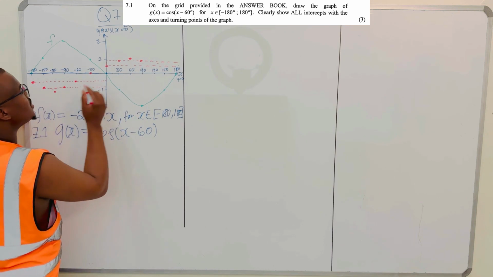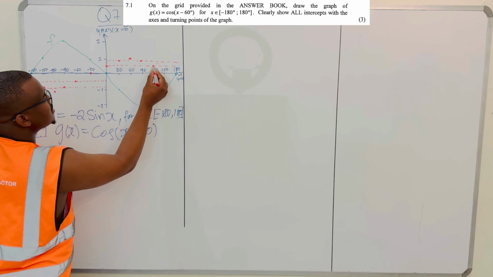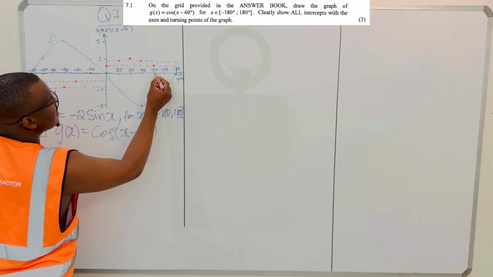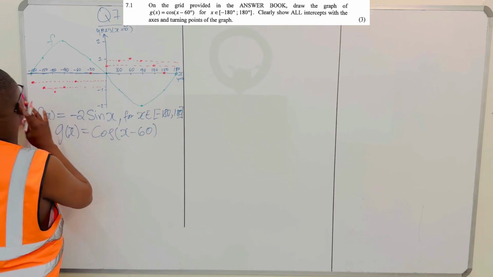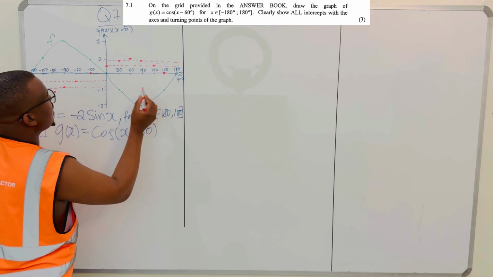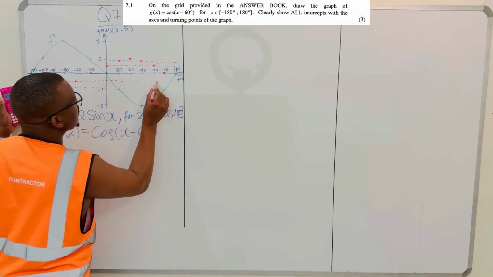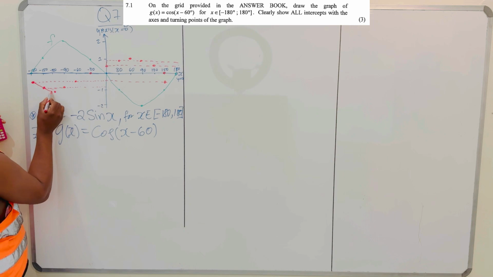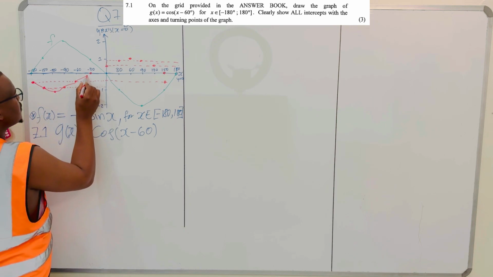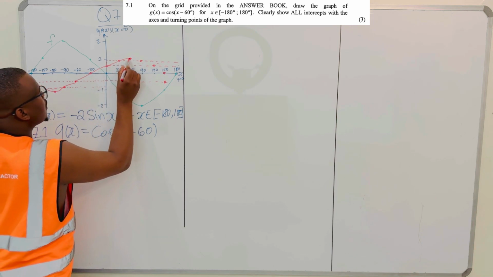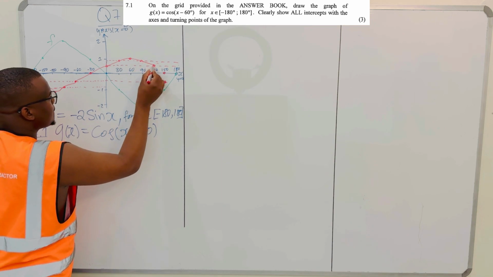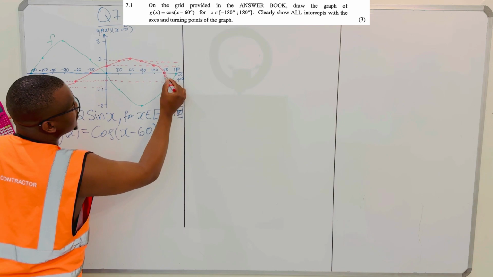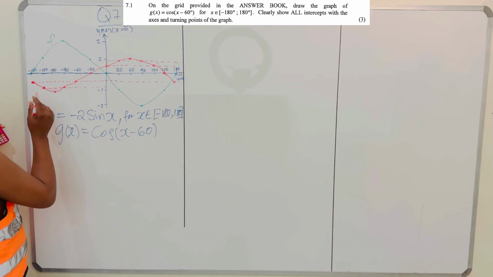120 degrees should be half. 120 is half. 150 should be 0. Here is 150 here. And 180 degrees should be negative half. So negative half was somewhere here. So it should be here. So if you plot this graph, it should look something like this. The 180 should be here. Yeah, should be similar to this.